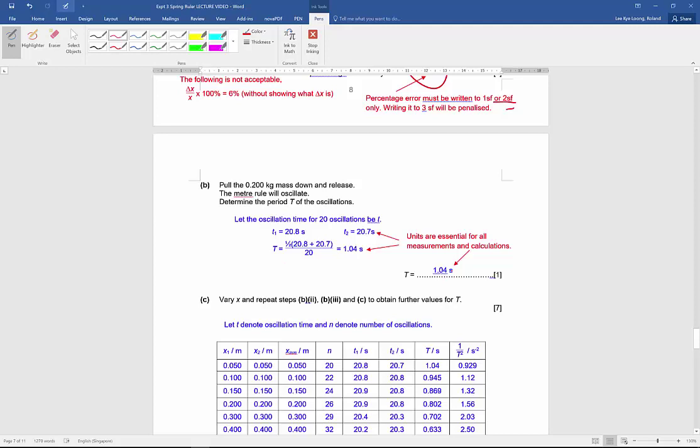Once again, there have been some students who brought up that, let's look at this equation: 20.8 plus 20.7 divided by 20. 20 is 1 or 2 SF, so the final answer could be written to 1 to 2 SF. No, because for the 20, there is no error associated with the counting of the oscillations. Since there's no error associated with n, you don't consider the SF of n. So what is the final answer? 3 SF. You only consider the SF of T1 and T2, which is 3. So your period must be 3 SF or maximum 4 SF.